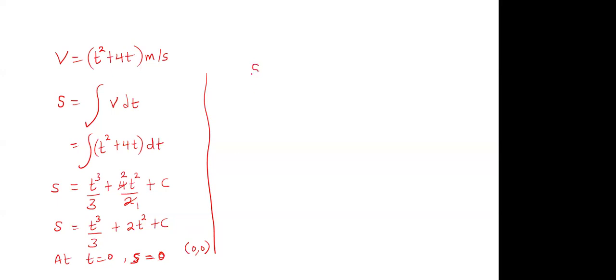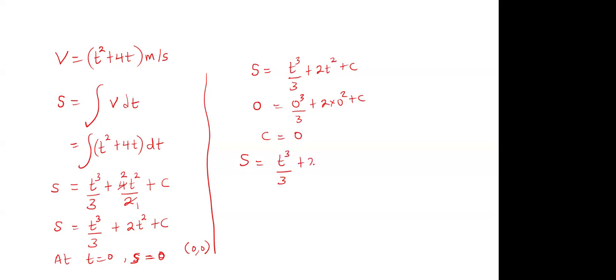So what does it mean? It means that our S will equal t cubed over 3 plus 2t squared plus C. So we substitute. S is 0. This is 0 cubed over 3 plus 2 times 0 squared plus C. And you'll notice that everything will end up being 0. So it means that our displacement after any given time is given by t cubed over 3 plus 2t squared, because this C is now 0. Now, this is the displacement of the particle at any time.